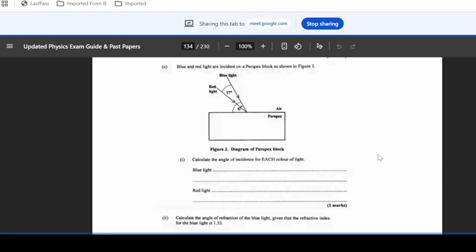For blue light, I think that one was a 37. So it would be sine 37 over sine r is equal to n. Sine r is the unknown, that's the one they wanted to find. So I'm just substituting what we know.